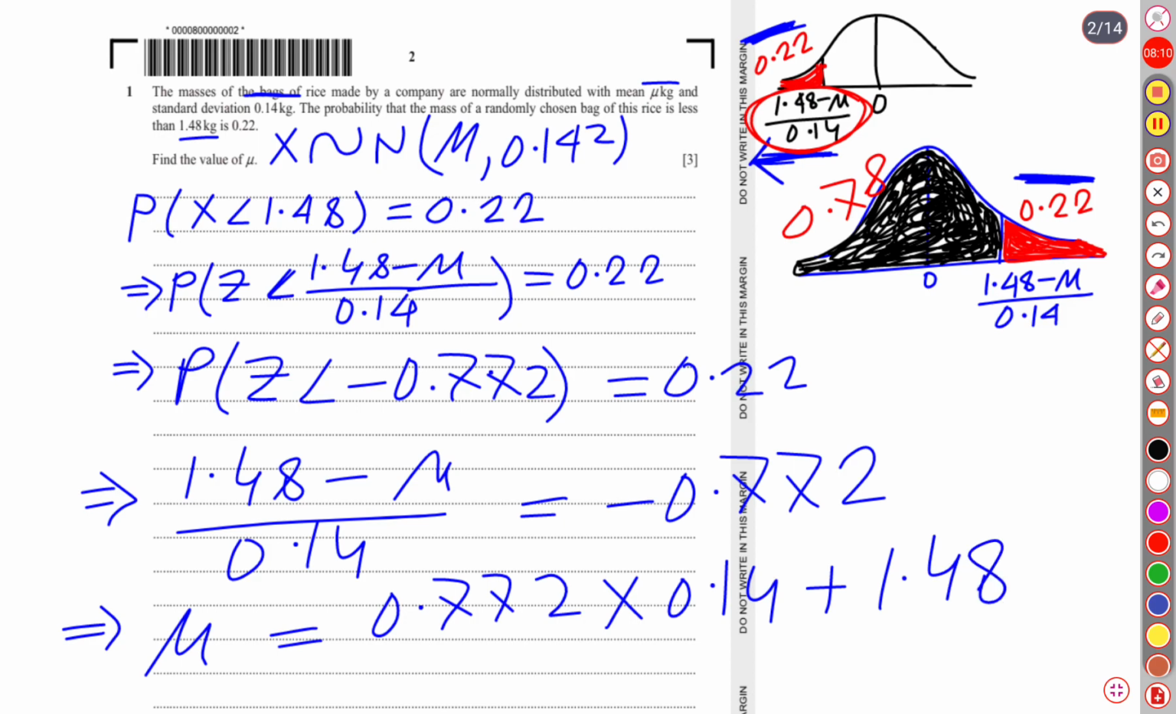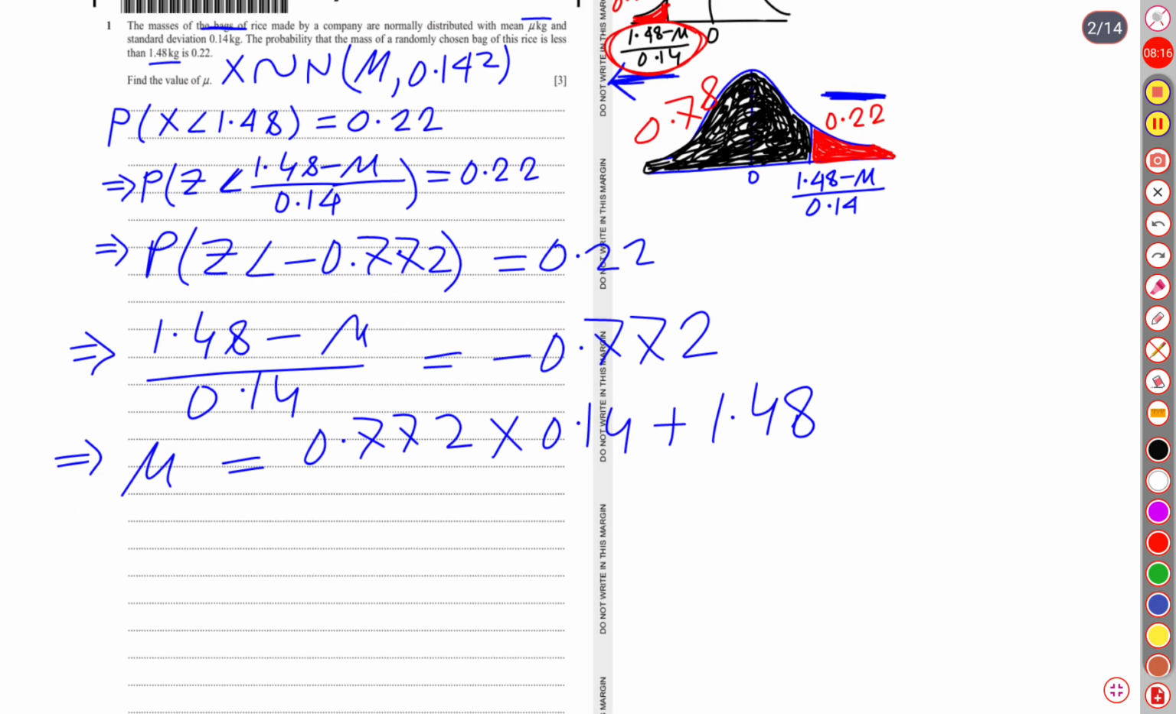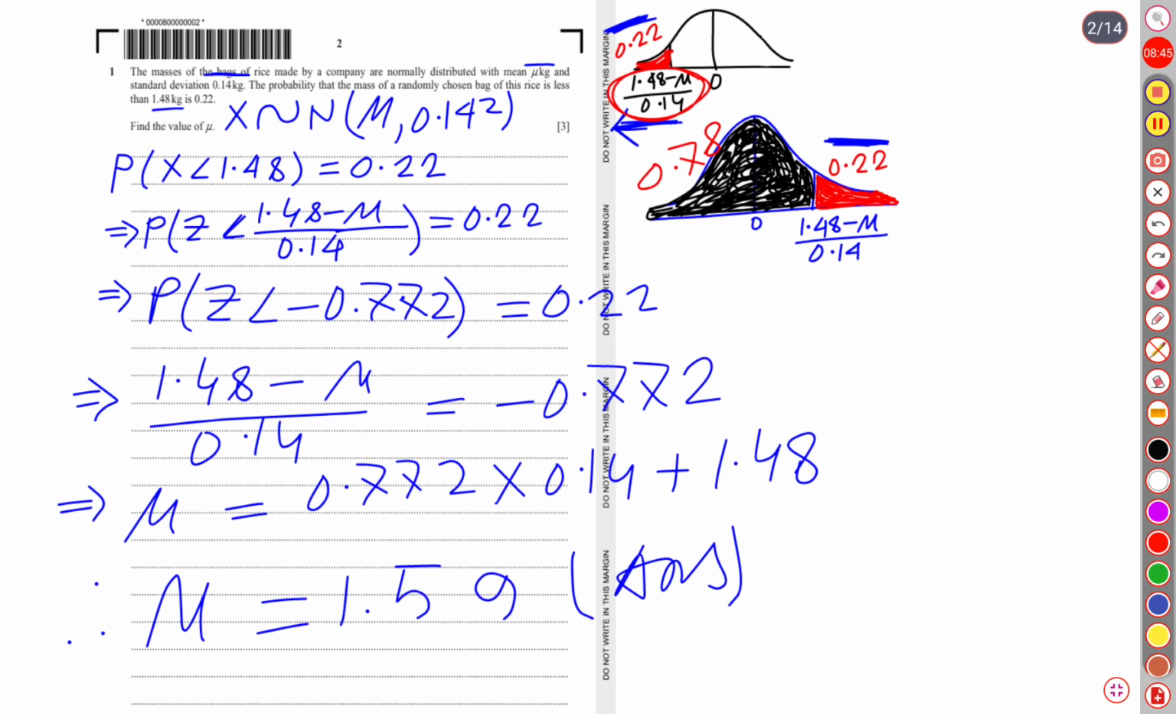Now using our calculator, we will find that our mean value, hence our mu, is going to be 1.588. Is there any restriction to use the decimal point? Okay, we can take three significant figures. It is going to be 1.59. That's the value of mu of this question. So let's move on to the next question. Before that, let me show you the whole of the solution at a glance.